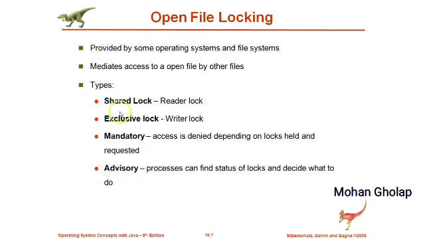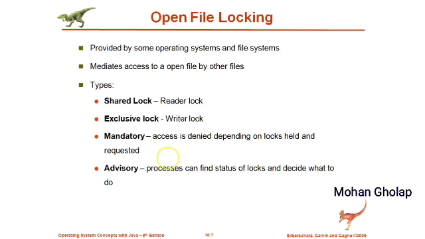The first one is the shared lock, also called a reader lock. Shared lock means that whenever a particular file is opened, all other processes will also be allowed to open it, but only in read mode, that is, only for reading purposes. If they want to open it for write, this is not allowed. The next one is the exclusive lock, the writer lock. Whenever a particular process opens a file for writing, no other process will be allowed to access that file for either read or write. So this is the exclusive lock.